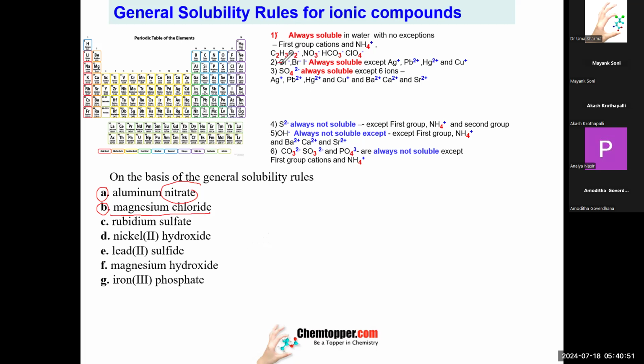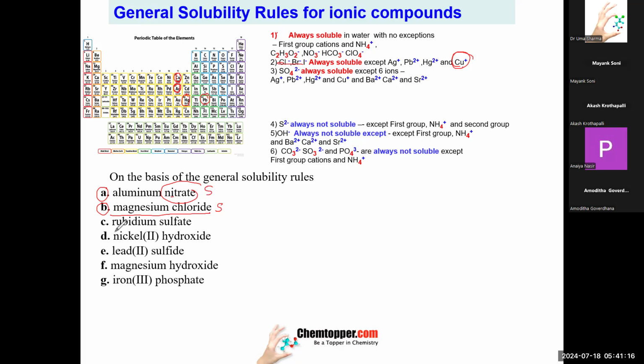And with chloride, bromides, and iodides, only 4 are not soluble. This copper 1 plus, not 2 plus. This and this. And please take care, this is copper 1 plus, which is very rare. So that is not soluble. But copper 2 plus is soluble. So this one is soluble. Rule number 2. This one is soluble.